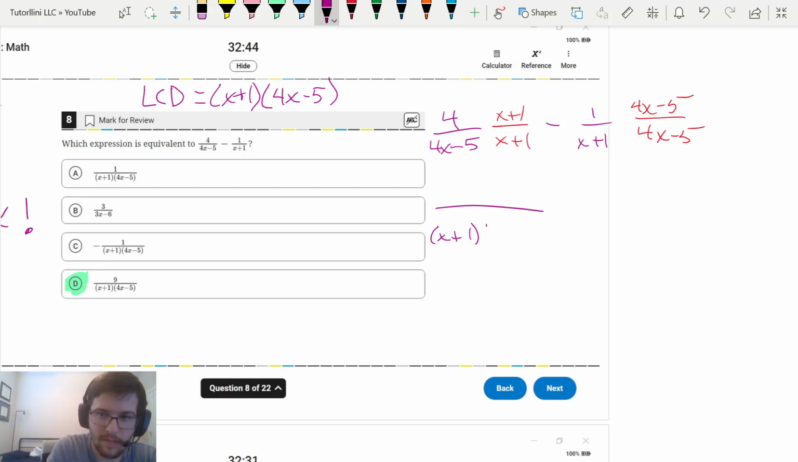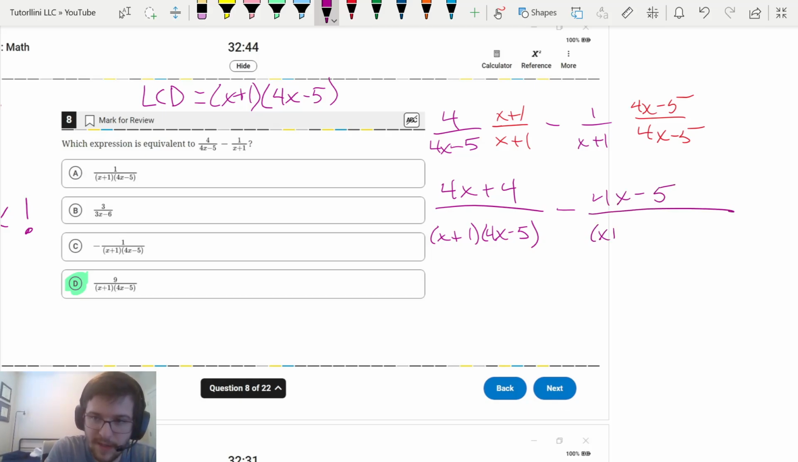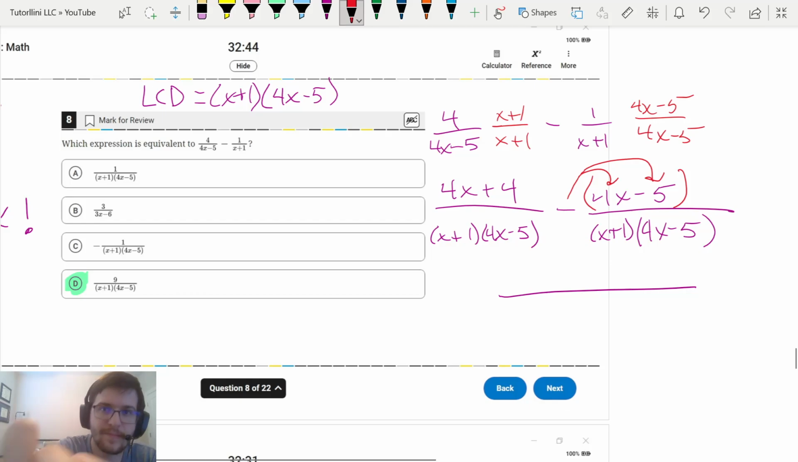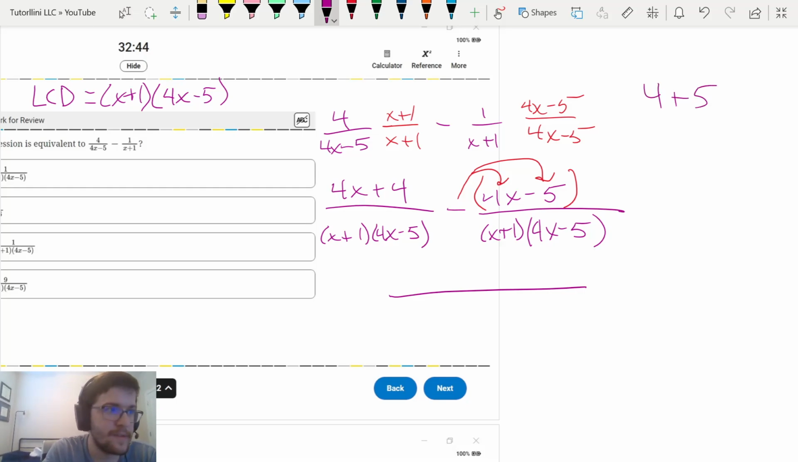So 4 times x plus 1. Distribute, you get 4x plus 4 times 1, which is 4. And then 1 times 4x minus 5, that's just 4x minus 5, over x plus 1. Okay, now they have the same denominator, so I can combine them. Remember, you have to distribute this negative to both terms. So 4x minus 4x is just 0, that goes away. But we get 4 minus negative 5, which is 4 plus 5, which is 9. So this is 9 over x plus 1 times 4x minus 5.